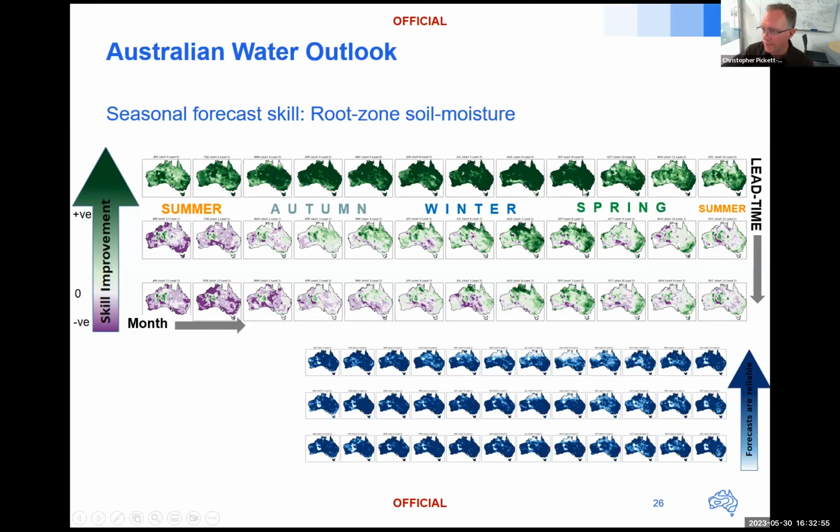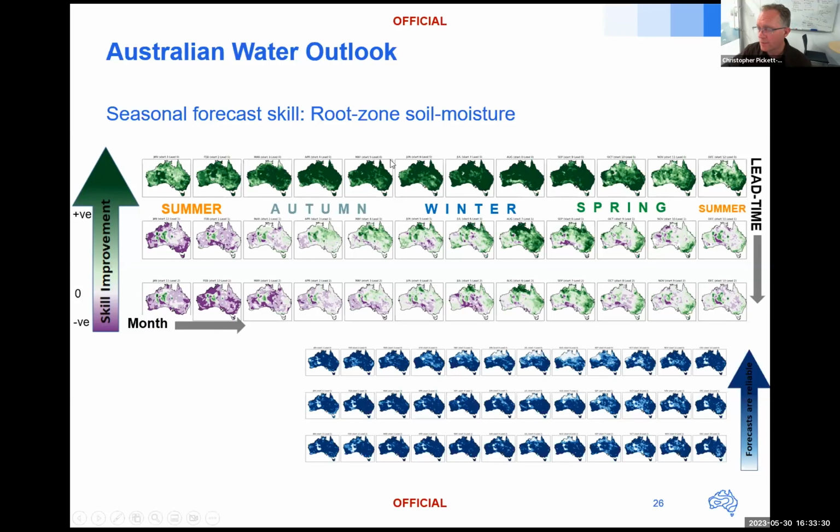We generally have pretty good skill, as represented by green, in the first month across the country. And this skill does drop off. So if you think of a forecast, you have the first month, and the second month, and the third month, there's a lead time. So lead time 0, lead time 1, lead time 2. The first month is generally pretty good, and the skill does drop off with soil moisture in the later months of the forecast, but you do still have positive skill, particularly in the winter and spring months in southeastern Australia, which coincide with the filling season of some of the major reservoirs across the country.